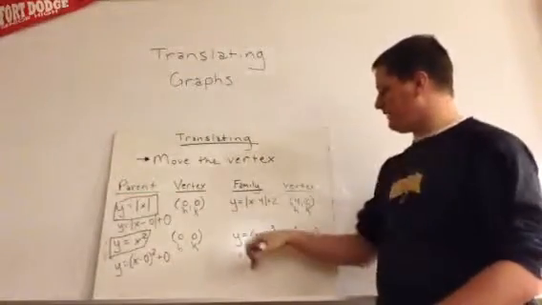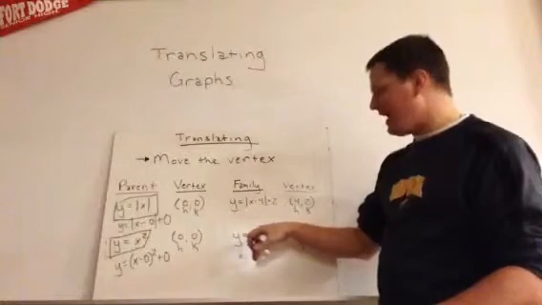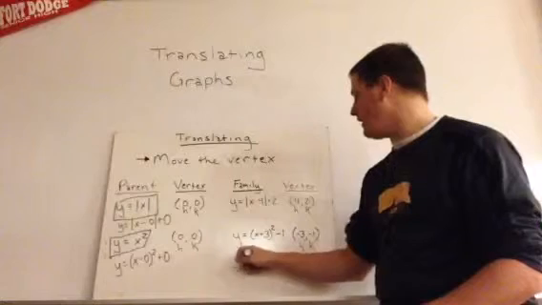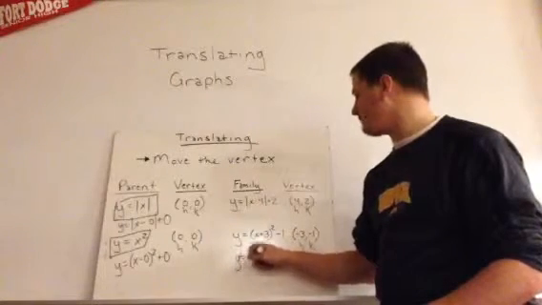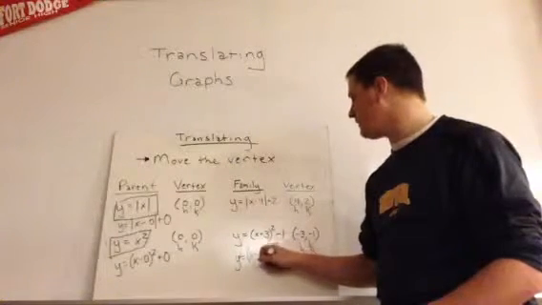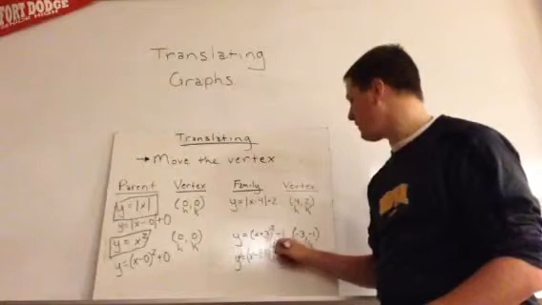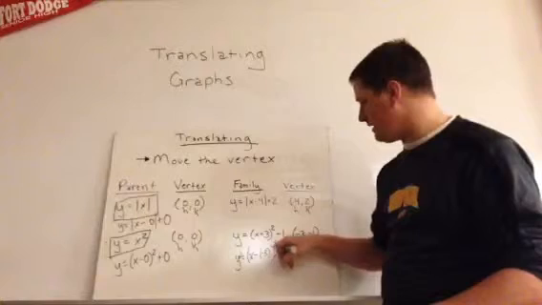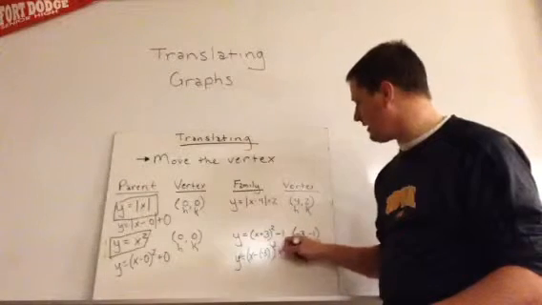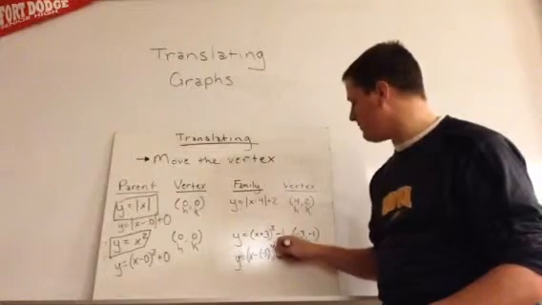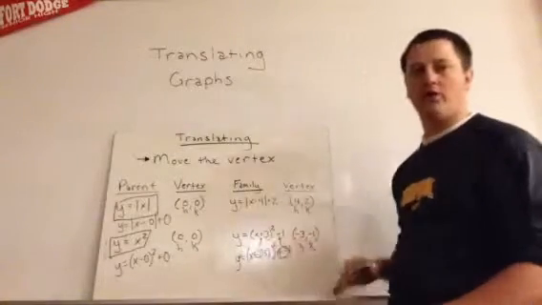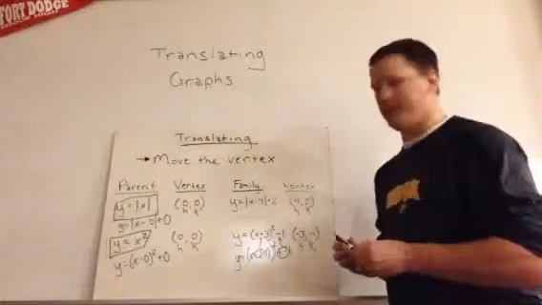And our family is add 3. Well, adding 3 actually means that we subtracted a negative 3. Y equals x minus negative 3 squared and minus 1. Because it's negative 1, this would be adding negative 1. These become the subtraction. These become the addition. So that's why they look a little bit different there.